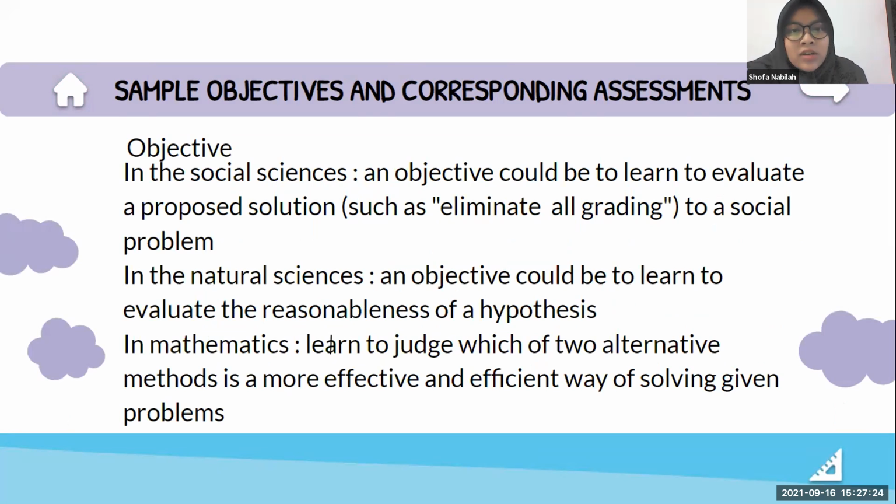And the sample objectives and corresponding assessment. For the objective in the social science, an objective could be to learn to evaluate proposed solutions such as eliminating or grading to a social problem. And in the natural science, an objective could be to learn to evaluate the reasonableness of a hypothesis. And in mathematics, to learn to judge which of the alternative methods is a more effective and efficient way of solving given problems. Next.